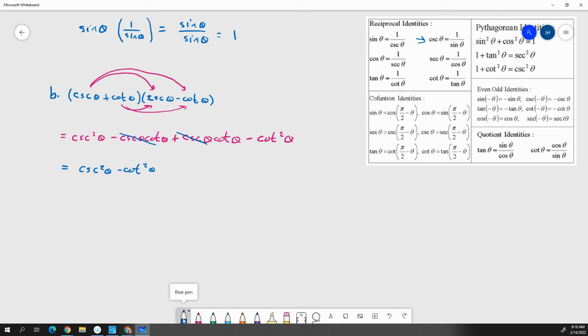And if you look at our Pythagorean identities, we have this one right here. This says 1 plus cotangent squared theta equals cosecant squared theta. If I have 1 plus cotangent squared theta equals cosecant squared theta, and I just subtract this over to the other side, you would see that 1 equals cosecant squared theta minus cotangent squared theta.